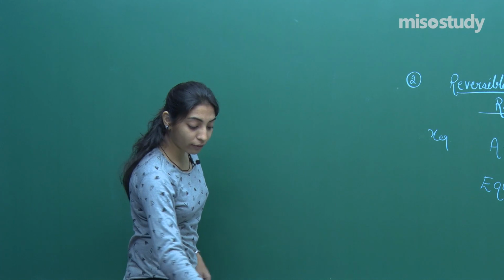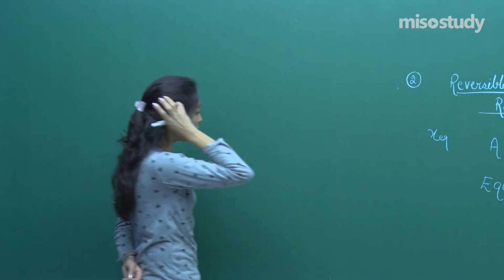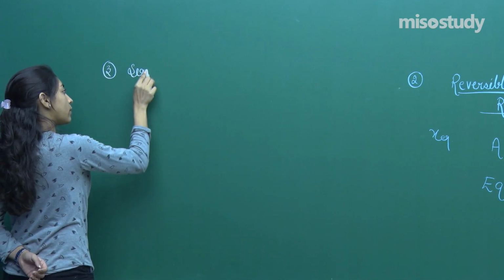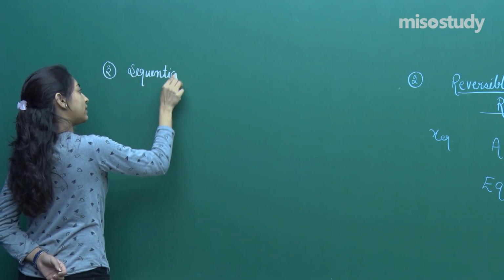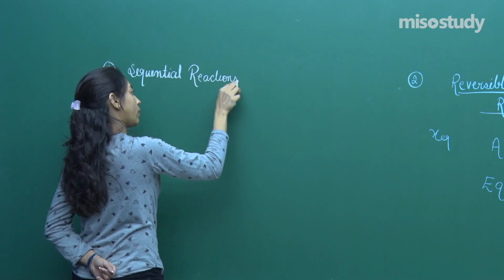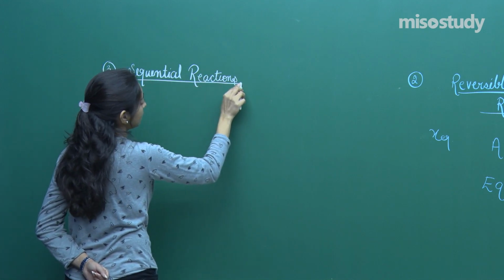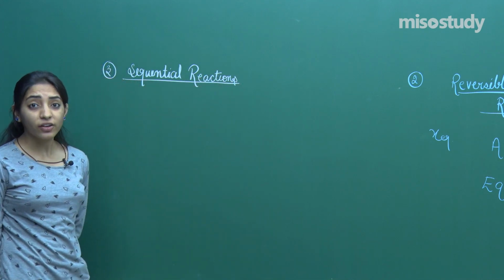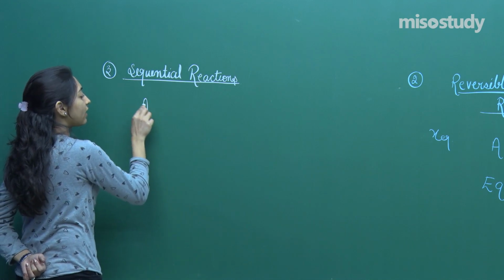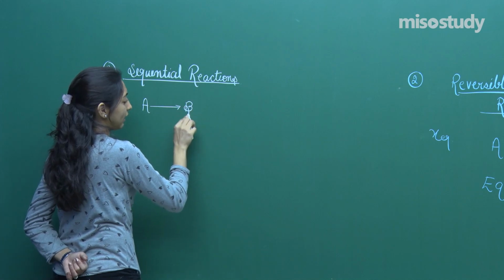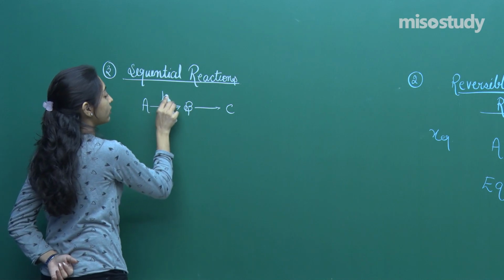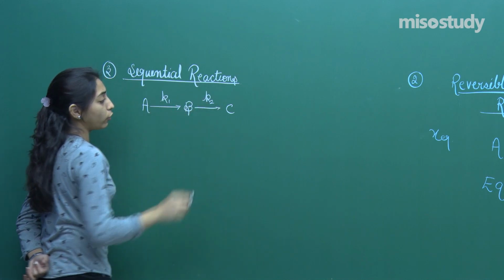And this third category of reaction that we had been doing was the one known as sequential reactions. So see, when we started the discussion related to what are sequential reactions, I said that there is a reaction where A is getting converted to B and B is further getting converted to C with the rate constant K1 and K2 respectively.